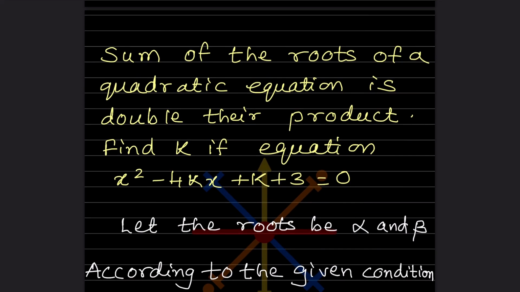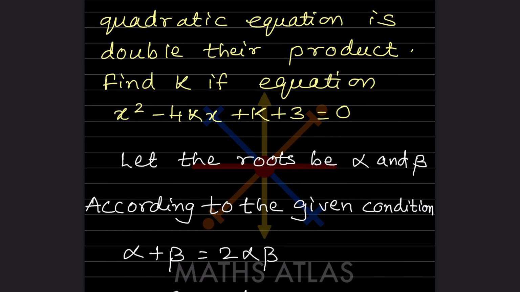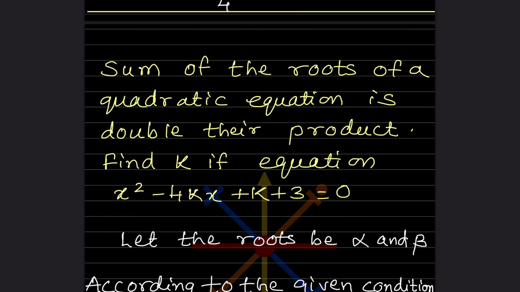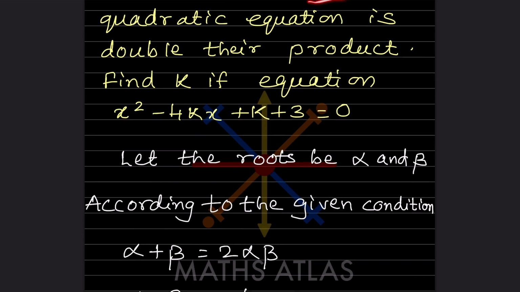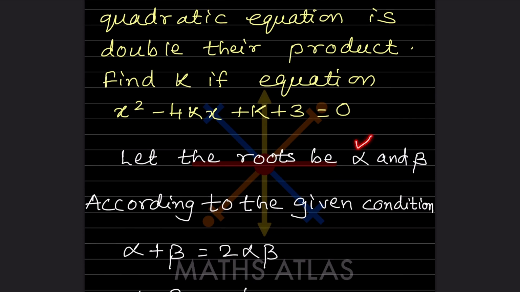Now the next one: the sum of the roots of a quadratic equation is double the product. Find k, if the equation is given. We don't know the roots, so let us consider the roots as alpha and beta. According to the given condition, what did they say?